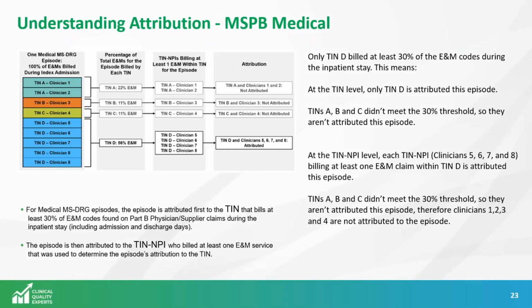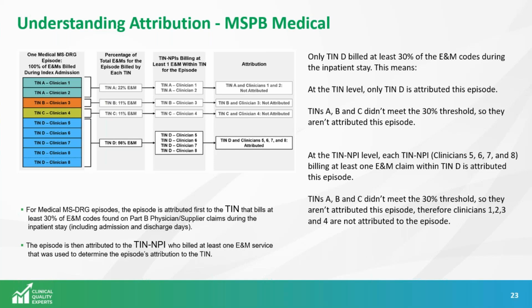So attribution is done differently for other measures. Let's take a look at MSPB first. In this example, which is for medical MSDRG, it attributes first to the TIN that bills at least 30% of the E&Ms that are applicable to the measure during the inpatient stay. And then if an NPI under that same TIN bills at least one E&M service, then that TIN NPI combination will also be attributed.